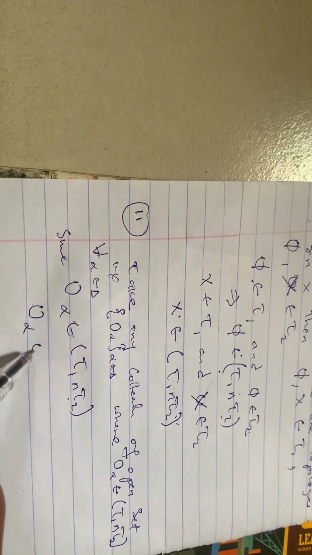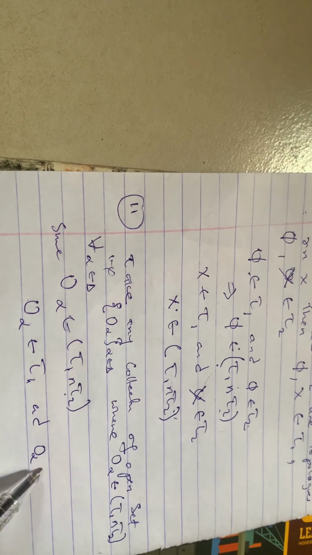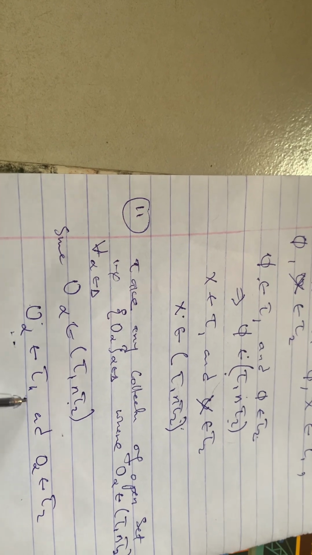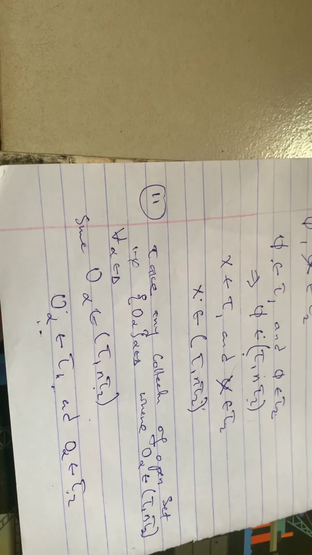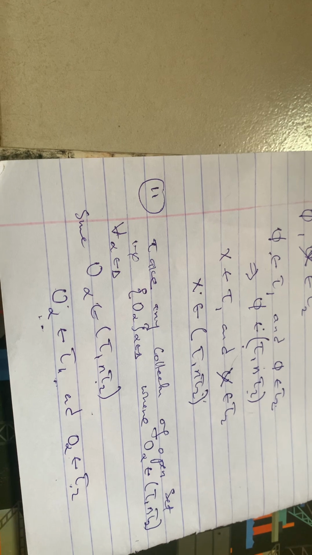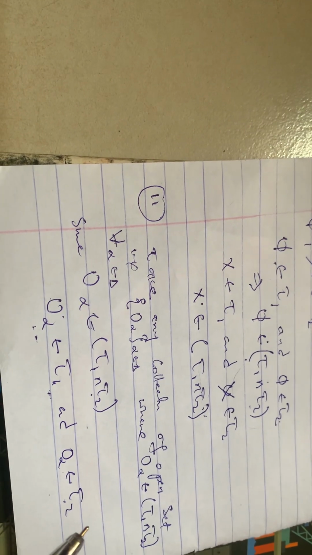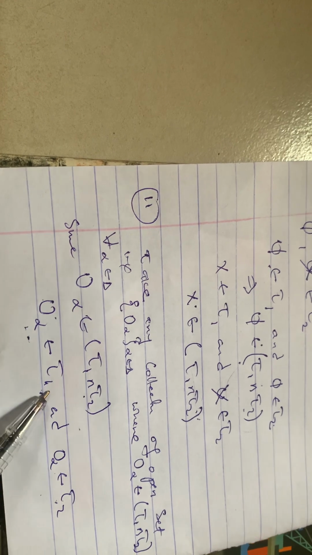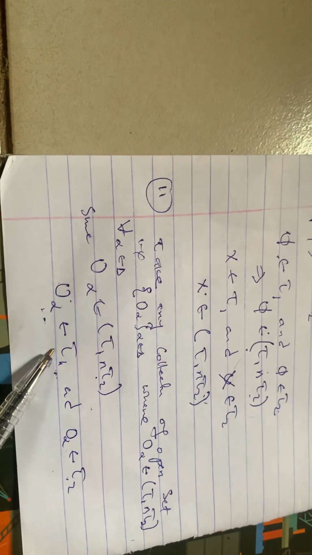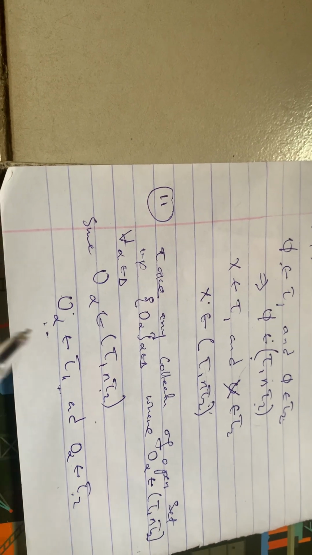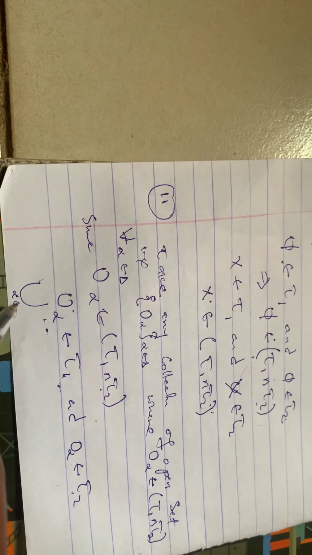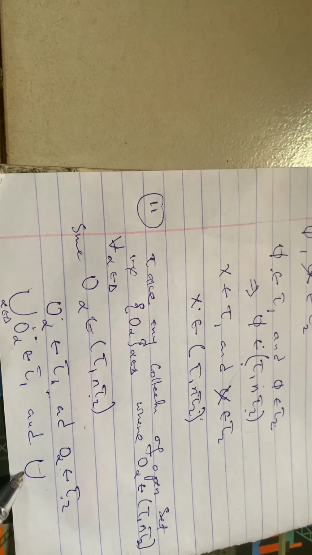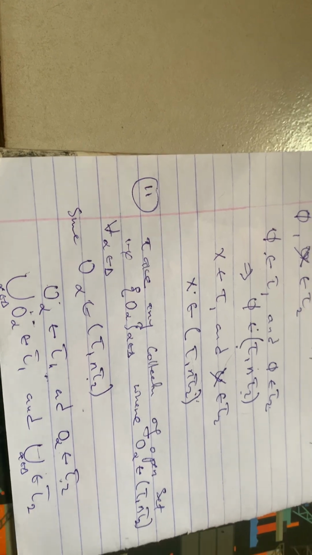it means that O alpha is in T1 and O alpha is in T2. From the definition of intersection, when O alpha is in their intersection, it means that O alpha is in this and O alpha is also in this. Now recall that T1 and T2 are topologies, and since they are topologies, the arbitrary union of O alpha is in their topologies.